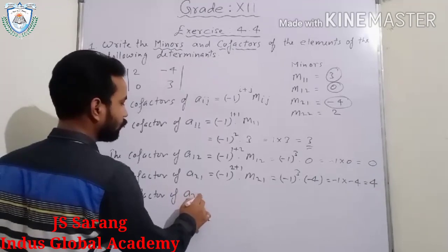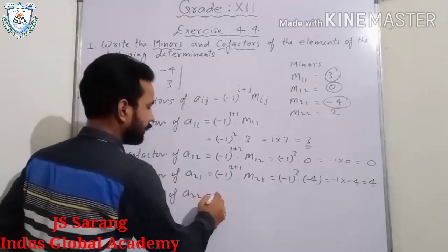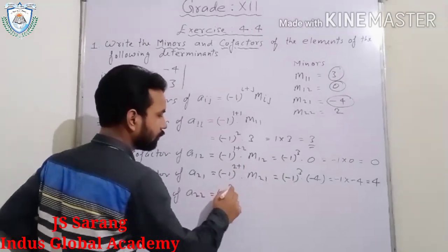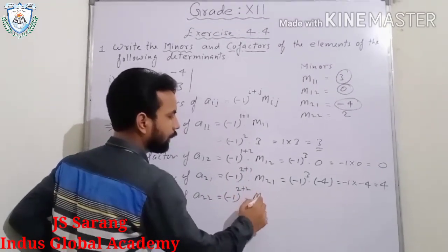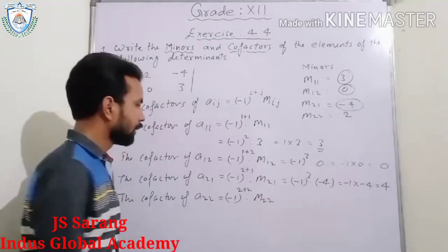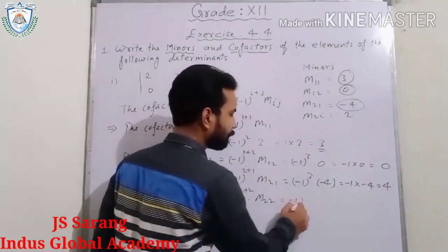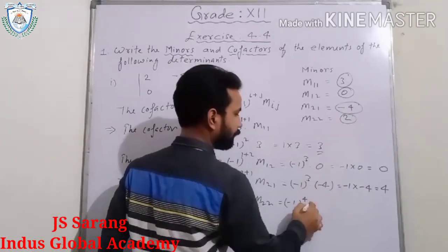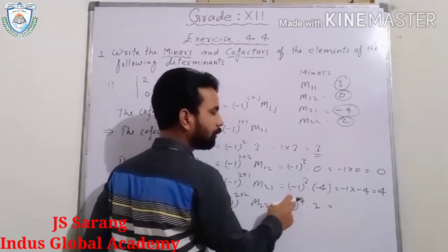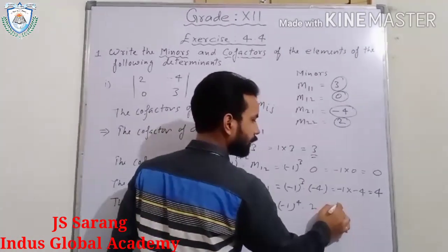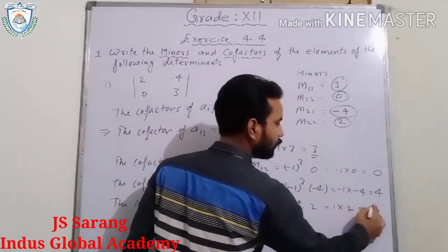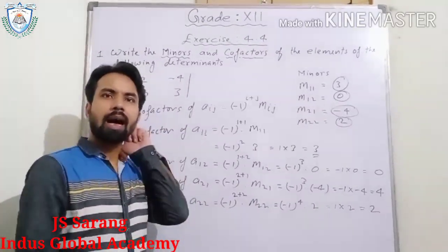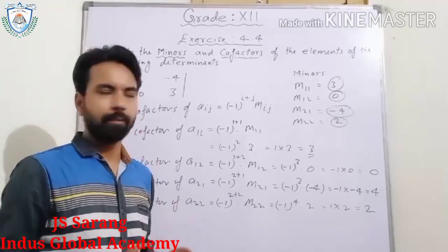Now the cofactor of A22, that will be minus 1 to the power i plus j. So i is 2, j is also 2. So 2 plus 2 into minor of that element M22. So minus 1 to the power 4. 2 plus 2 gives you 4, and M22 is 2. So minus 1 to the power 4 gives you positive 1 into 2. That is 1 into 2 is 2. Clear?